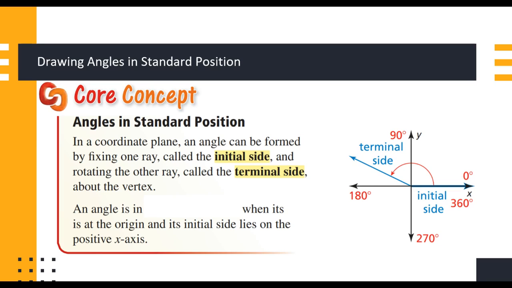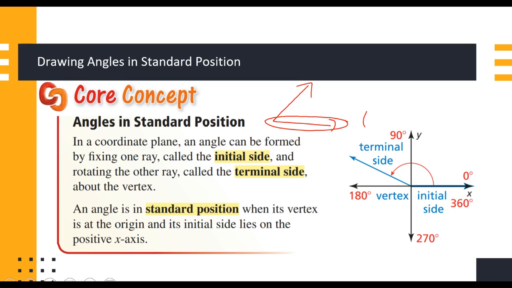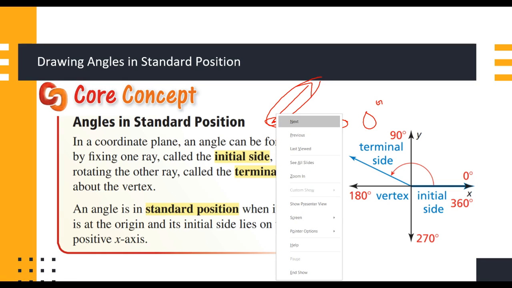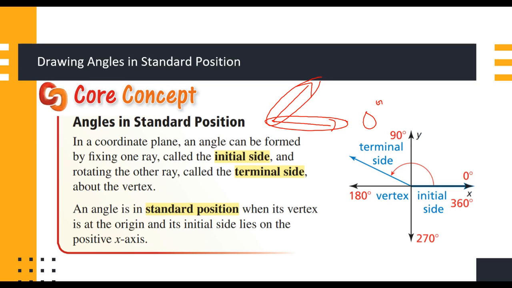Now, an angle is in standard position when its vertex is at the origin and its initial side lies on the positive x-axis. Remember, you have three parts of the angle. This is your initial side. Your initial side will give you the 0 degree, meaning that's your starting side, while the second side is your terminal side, which will give you the measurement of your angle, and the intersection of the two rays here will be your vertex.